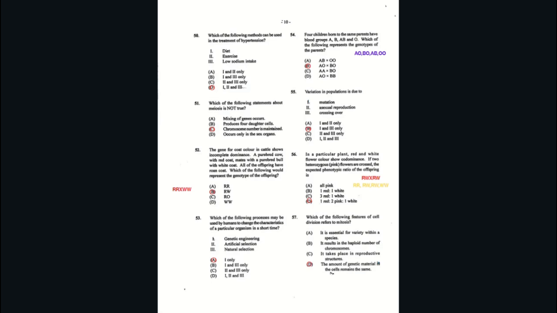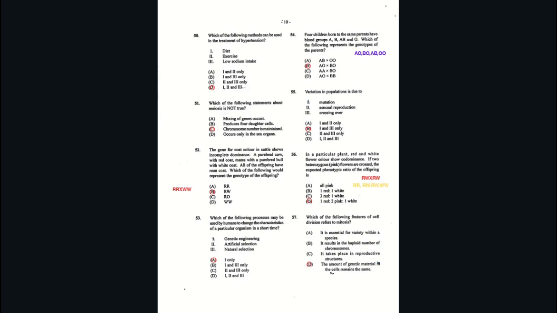Now, question number 53. Which of the following processes may be used by humans to change the characteristics of a particular organism in a short time? So the answer is A, one only, which is genetic engineering.